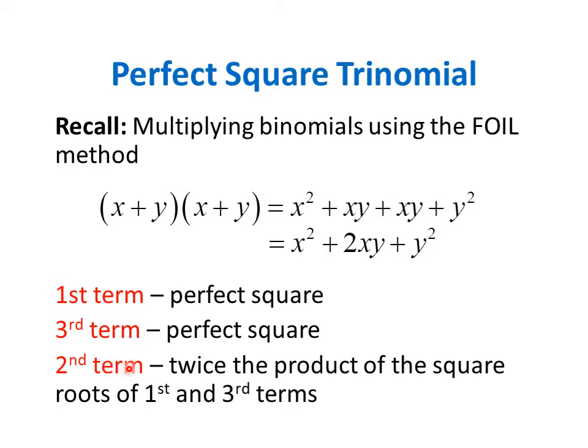How about the second term? The second term is twice the product of the square roots of the first and third terms. So we can get the square root of the first term, x squared, so that's x. Square root of the third term, that is y. If we multiply the square roots, that's x times y, so we have xy, and multiply it by 2, that should be the second term of the perfect square trinomial.